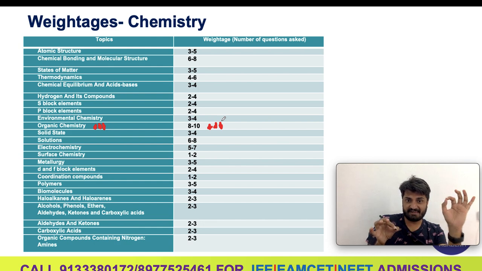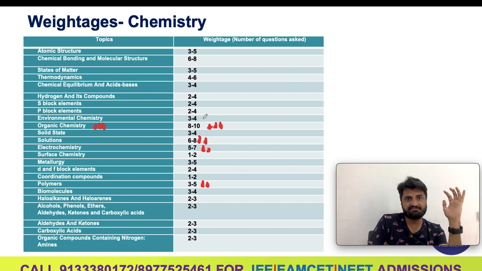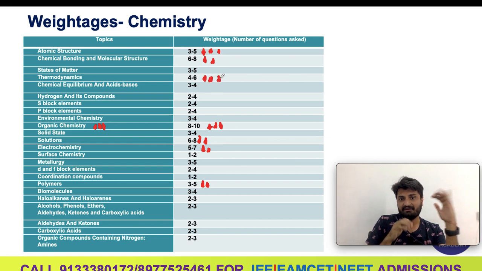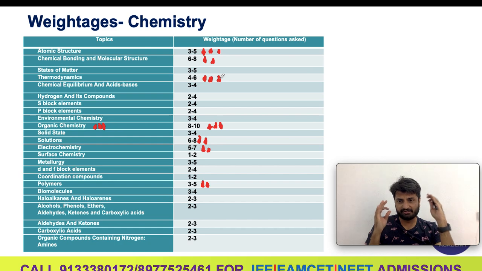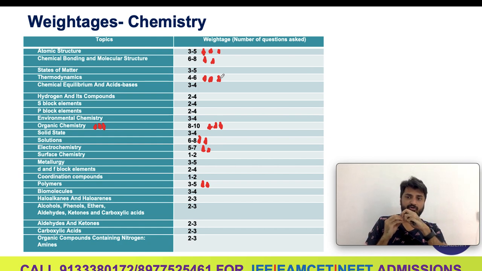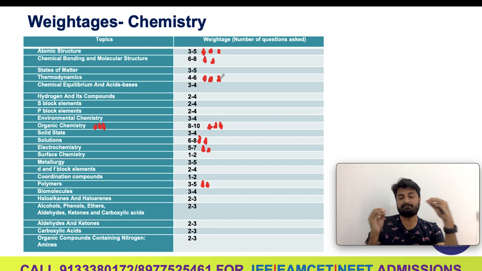Out of 40 questions, 8 to 10 questions come from organic alone. And then there are other easy chapters like polymers, electrochemistry, solutions, solid state, chemical bonding, all of these chapters. So again, you can identify whatever are the higher weighted chapters, like thermodynamics in chemistry as well. Those chapters you need to identify and study first, right? Especially organic chemistry, you shouldn't be leaving organic chemistry because that forms the crux of your chemistry.